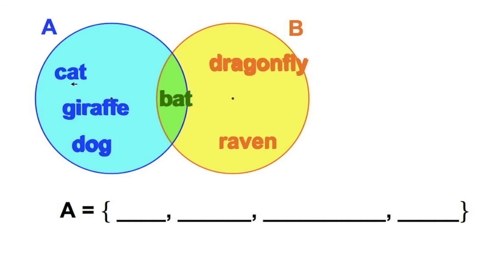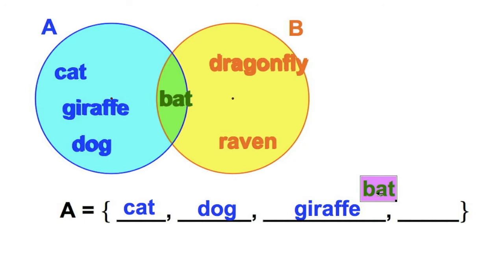In this particular case, I'm going to say that this set contains the cat. This set contains giraffe. This set contains the element dog, but this set also contains the bat. There are 4 elements in set A. Okay? And let's go to set B.